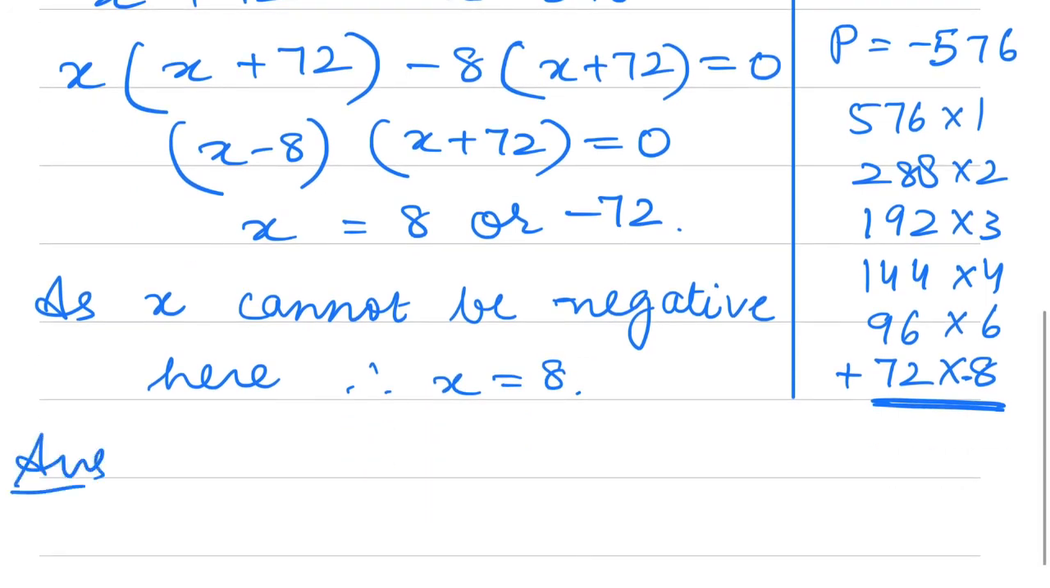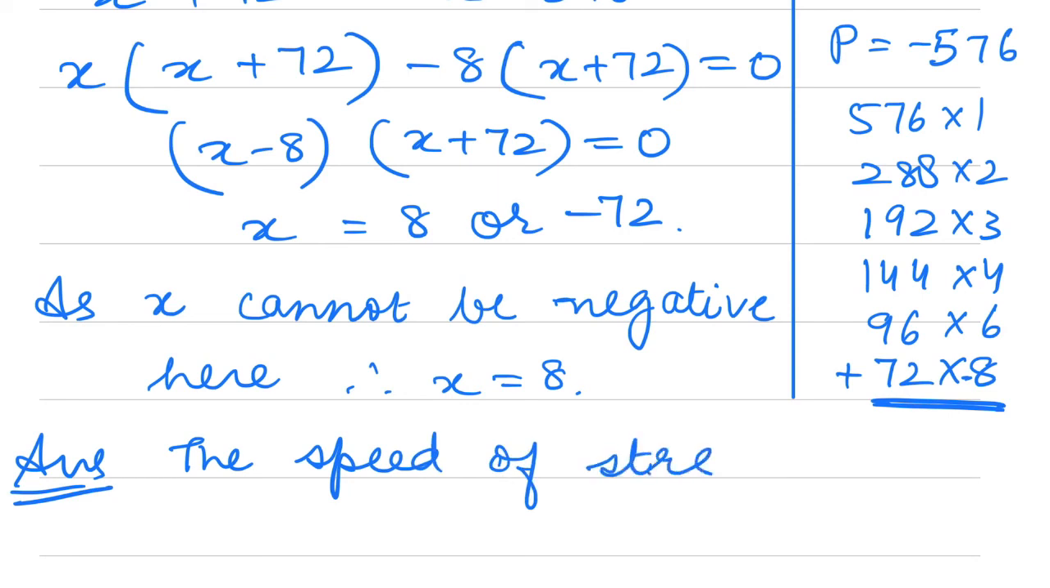So answer, the speed of stream is 8 kilometer per hour. So with this we have finished this section, as well as we have finished this question paper of 2016.